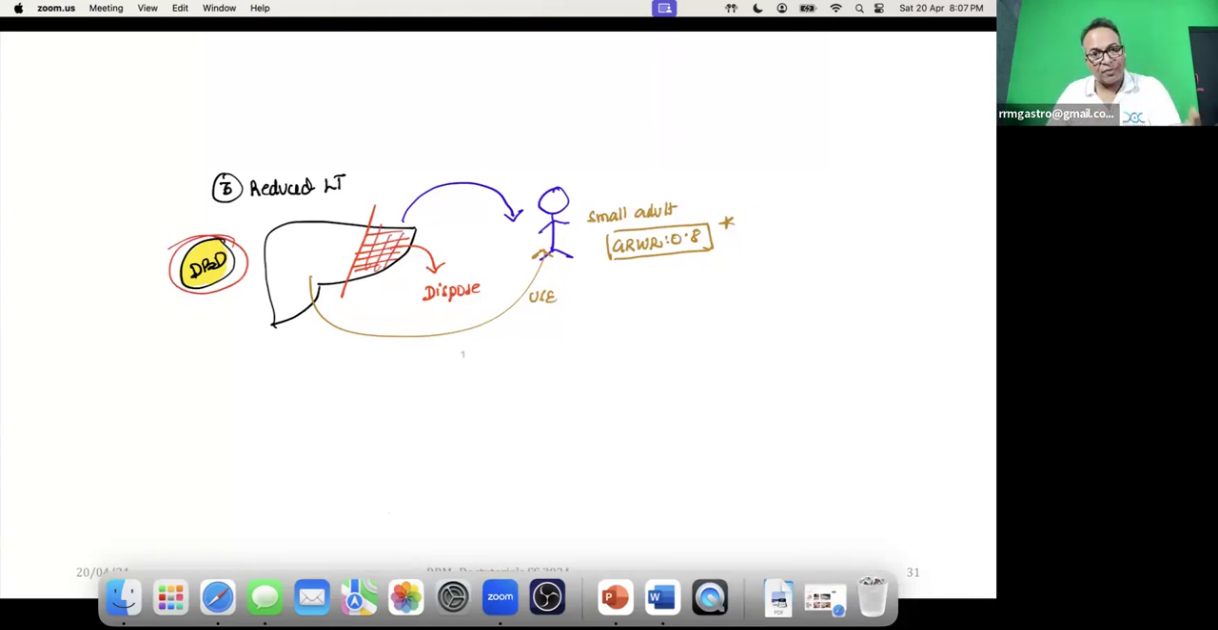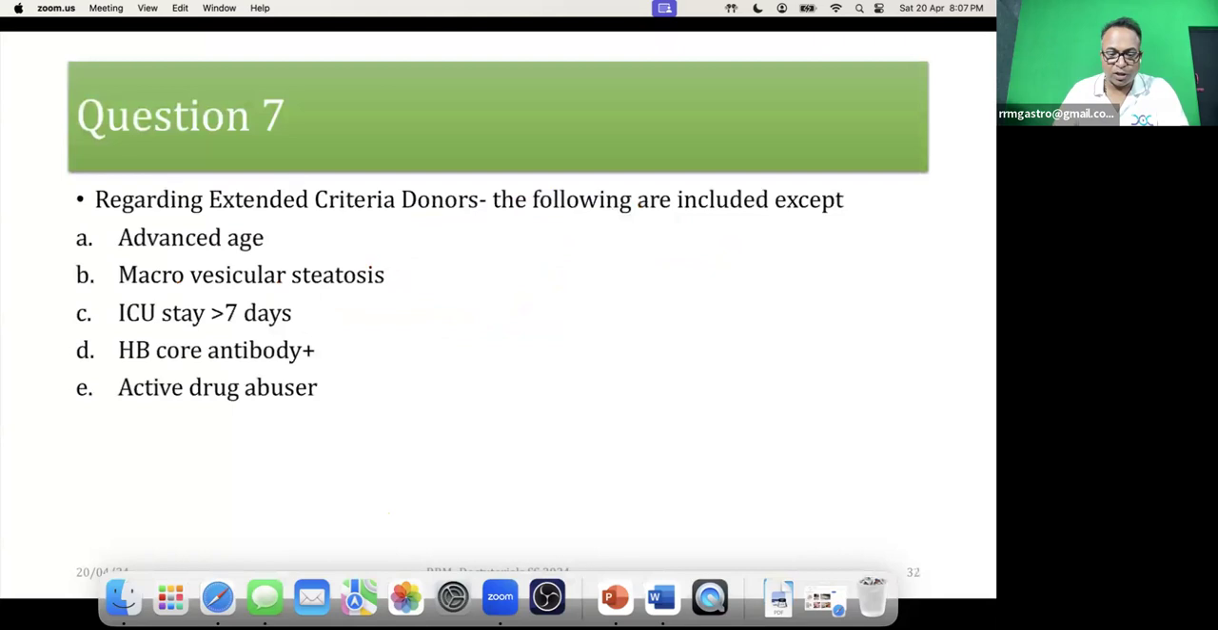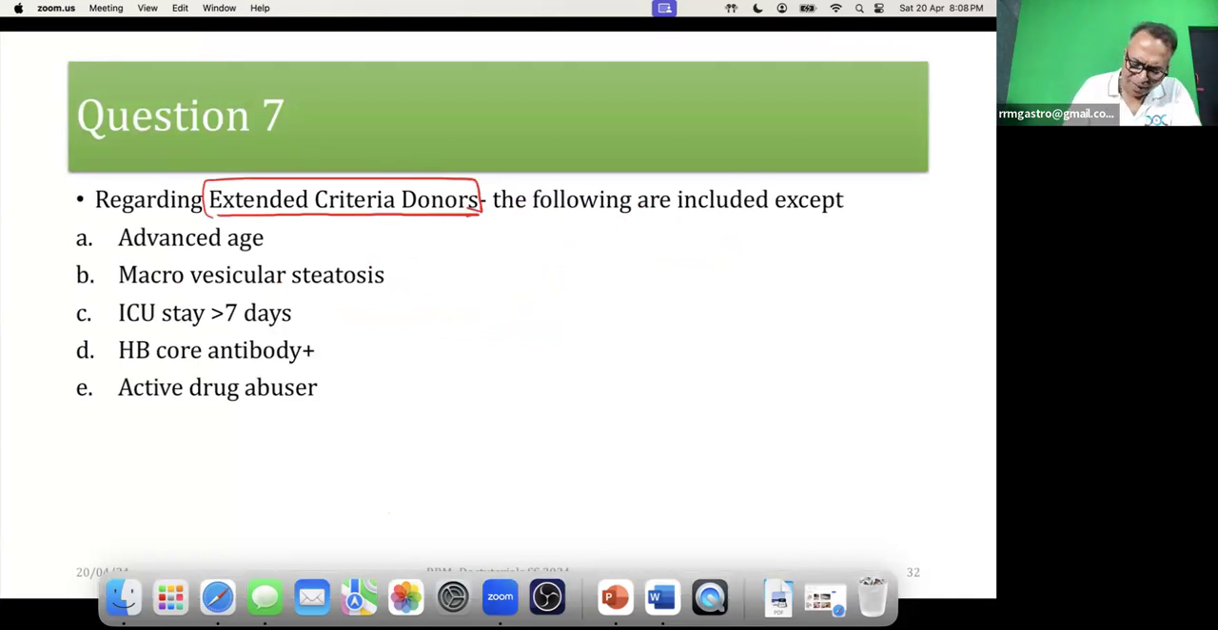So dual graft, split liver, reduced liver. 3 concepts I hope you have understood. The 4th concept now we are going to. Regarding extended criteria donors, the following are included except. So from the basic criteria, we have extended the criteria for the donors. So regarding extended criteria donors, the following are included except.